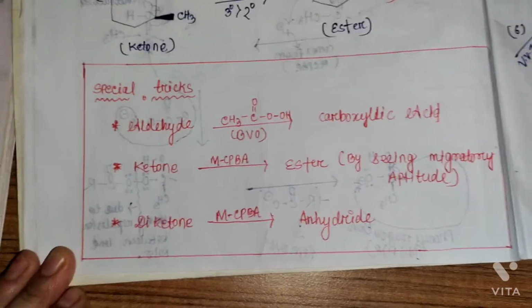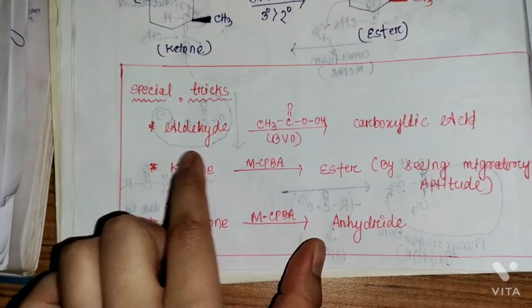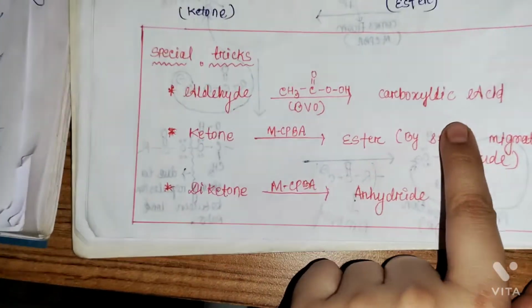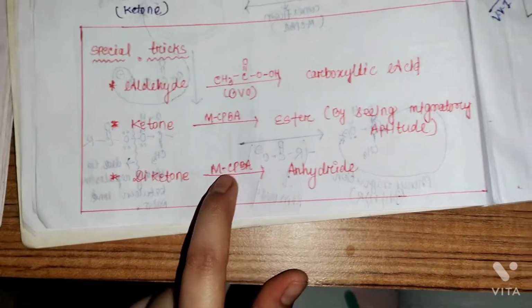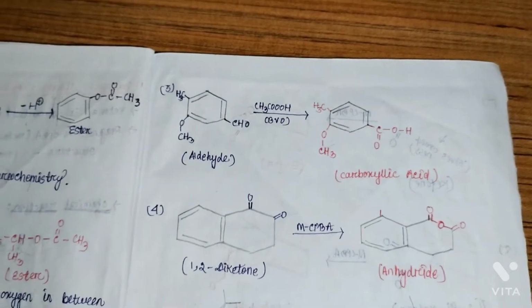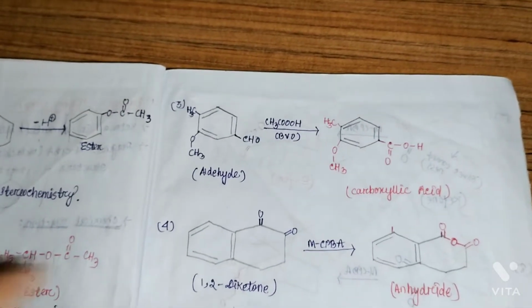Some special tricks. When an aldehyde reacts with metachloroperoxybenzoic acid, it always gives a carboxylic acid. With the anhydride, it will give an anhydride. You can easily find the answer by applying this trick.